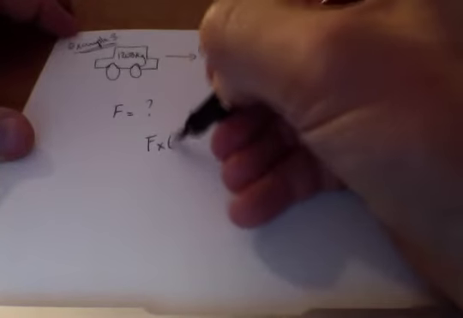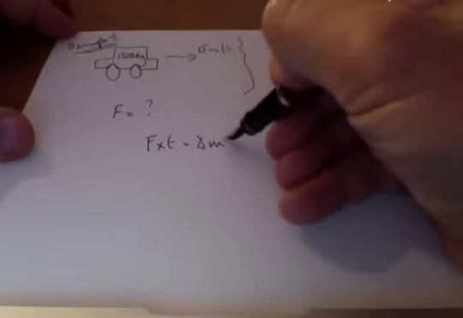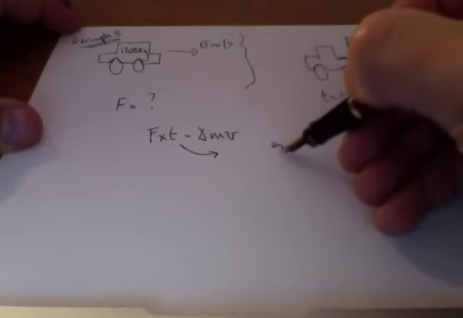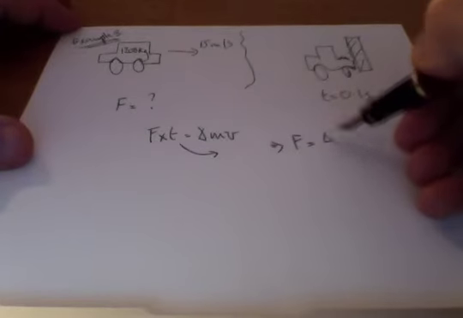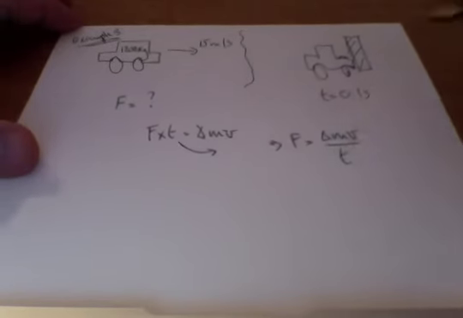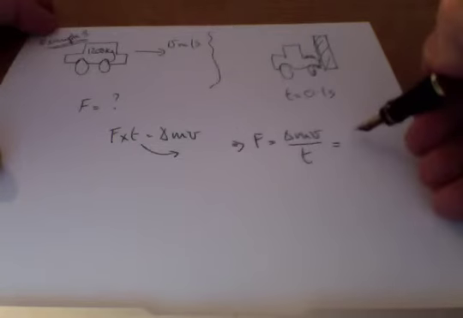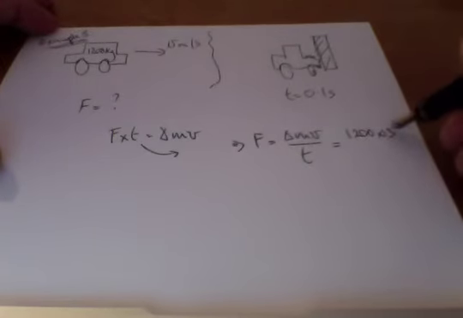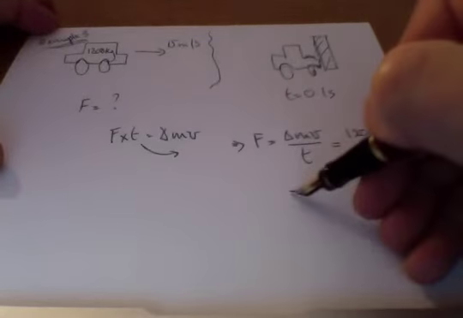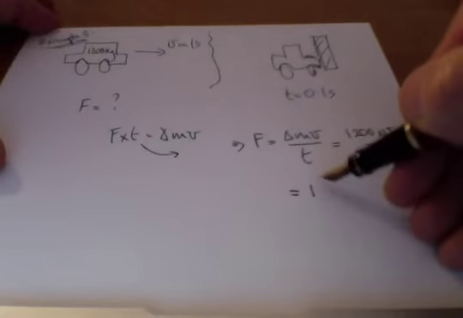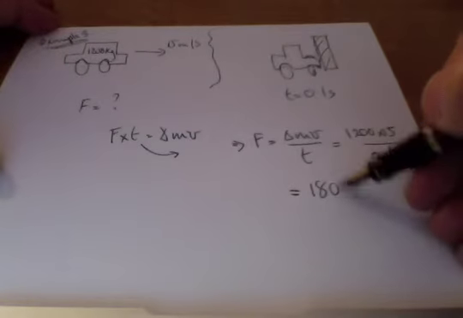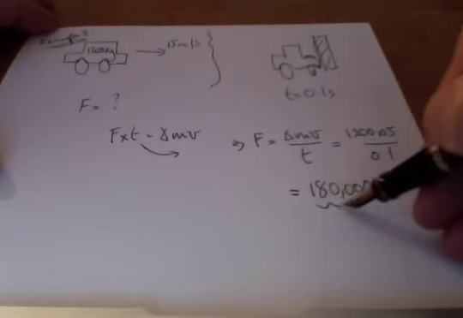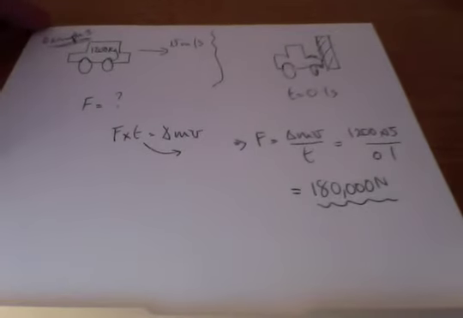Okay, we know that force times time is change in momentum. What's the force? Well, let's get time onto the bottom of that equation. So force is going to be change in momentum divided by time, which gives us 1,200 times 15 divided by 0.1. And the grand total is 180,000 newtons of force. Quite a considerable force.